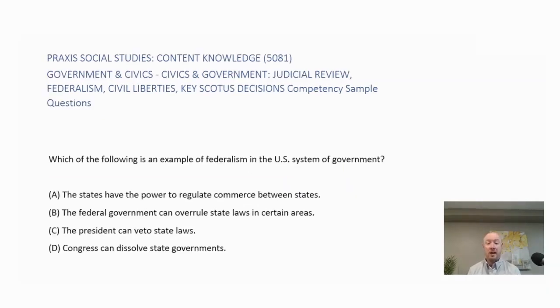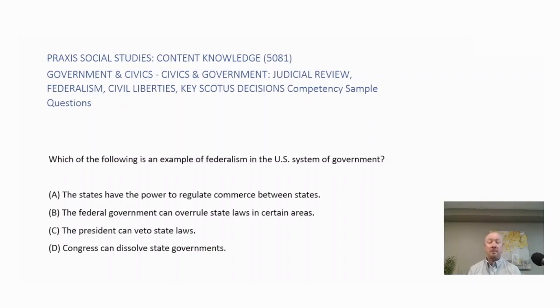Which of the following is an example of federalism in the U.S. system of government? Is it A, the states have the power to regulate commerce between states? Is it B, the federal government can overrule state laws in certain areas? Is it C, the president can veto state laws? Is it D, Congress can dissolve state governments?